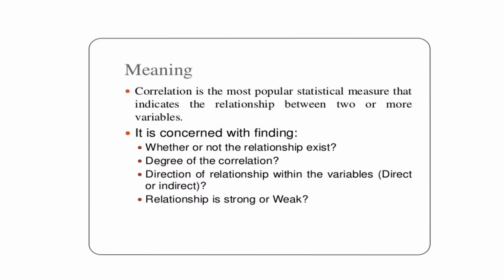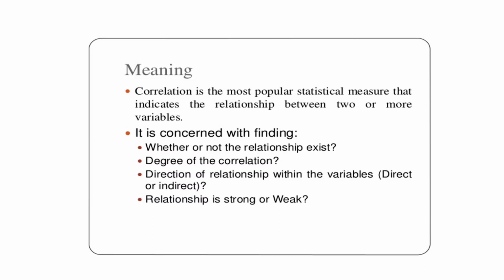Now the first question is, what is a variable? Any value which gets changed, which is not fixed, which is not constant, that is known as a variable. For example, age, height, all these values get changed as per the change in case. So these are some examples of variables, and if we want to study the relationship between two or more variables, the statistical technique which we use is known as correlation. So basically it is concerned with finding out whether a relationship exists or not between two or more variables.